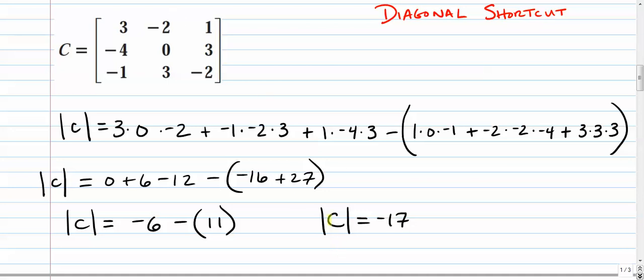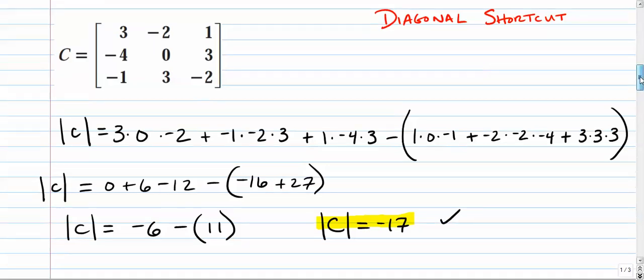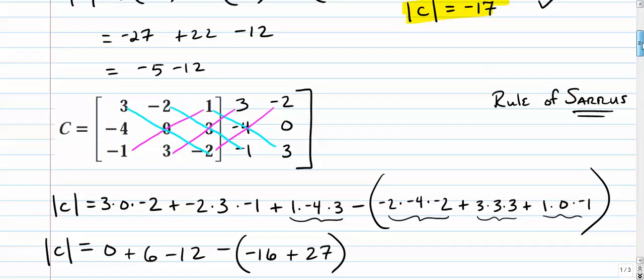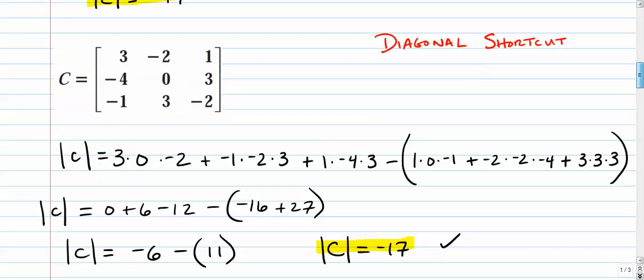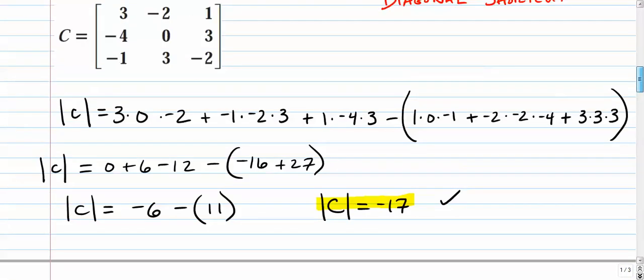Well, what do you know? We've got the same exact answer. 3 different methods. The diagonal shortcut, Sarrus's Rule, or Laplace's expansion. You choose yours. Either way you do it, you should get the same determinant all the way through.